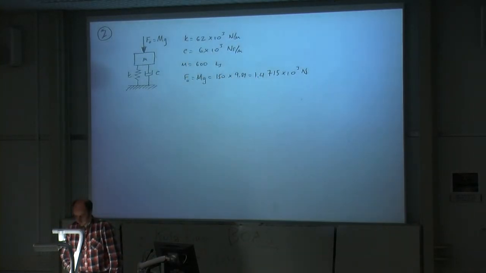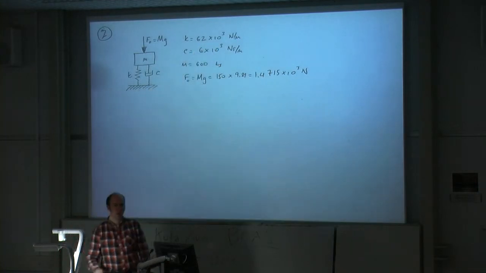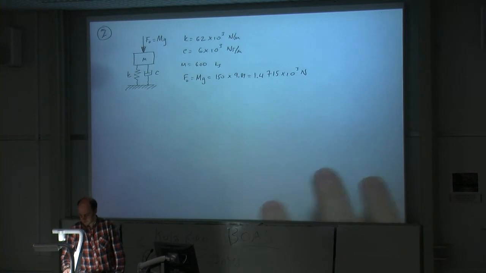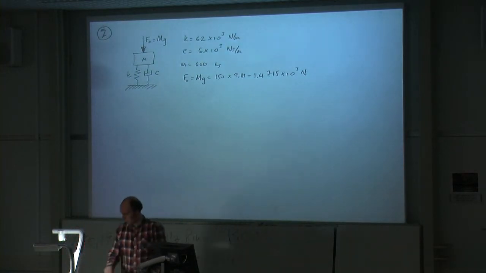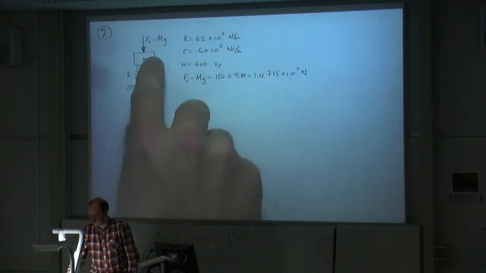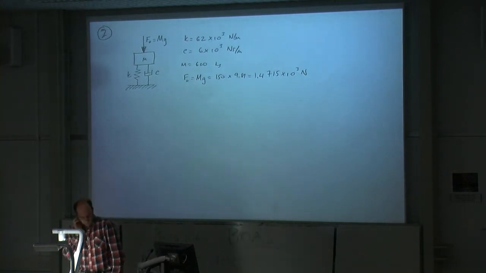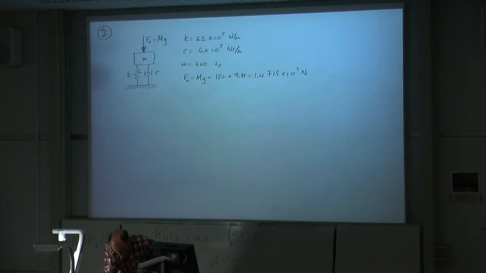We've got a stiffness of 62 kilonewtons per meter, a damping constant of 6 kilonewton seconds per meter, and a mass of 600, which is the mass of the front end of the car. The question asked for what is the response of the system.